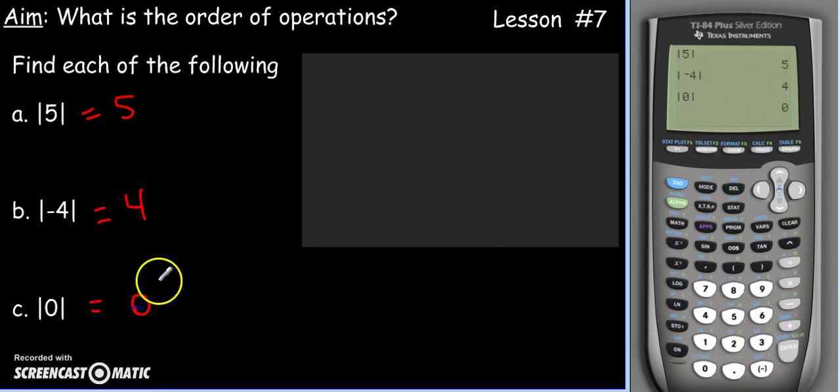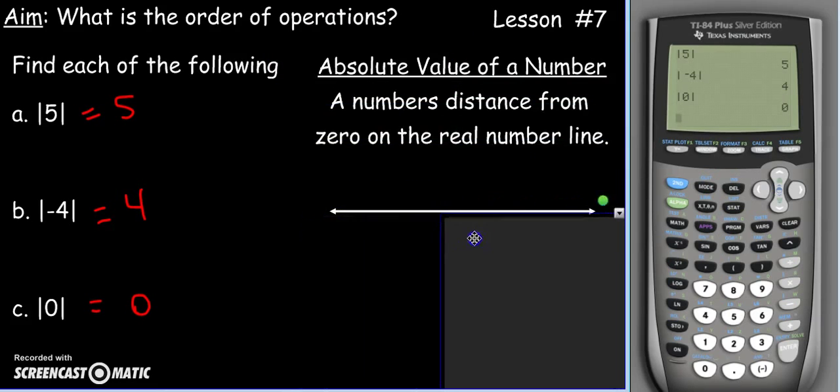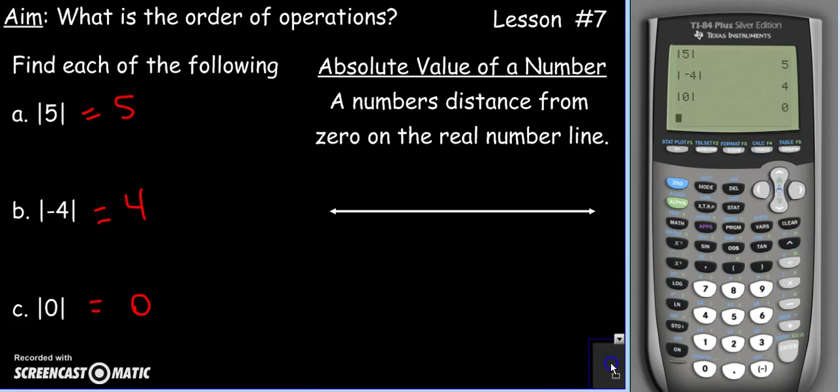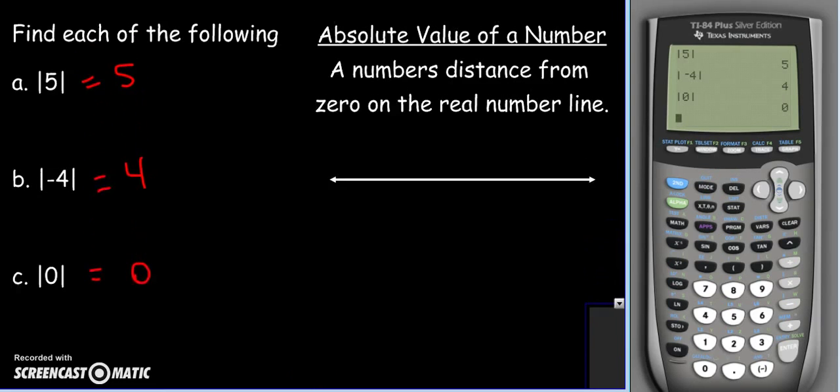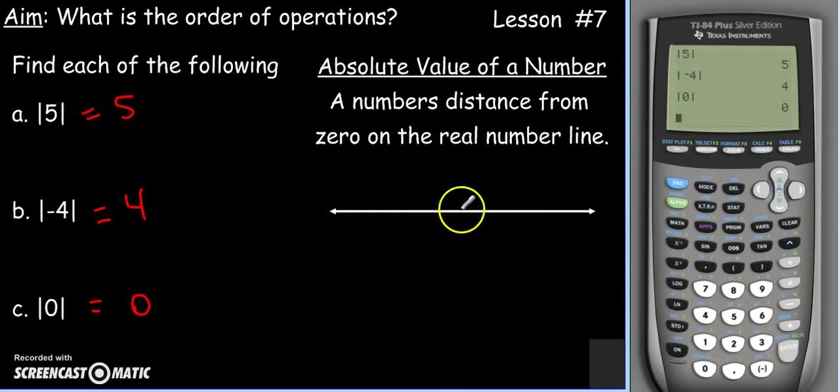So it may be clear as to what's happening, but it may not be clear. The absolute value of a number is its distance from 0 on a number line. So 5, if this is 0, would be located over here. The distance from 5 to 0 is 5, whereas -4 is located over here, and its distance is 4. And 0 is at 0, so its distance to itself is 0.